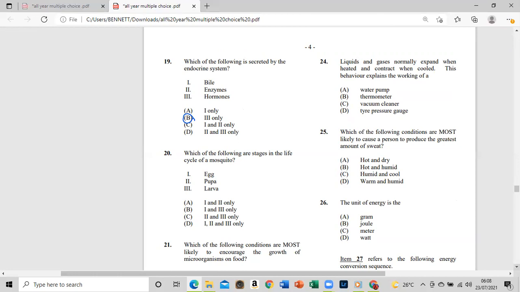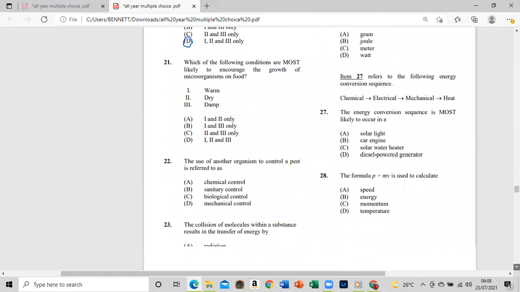20. Which of the following are stages in the life cycle of a mosquito? Is it egg, pupa, larva? And that would be all three. Yeah, definitely. I hope they're not biting up in the summer, yeah.